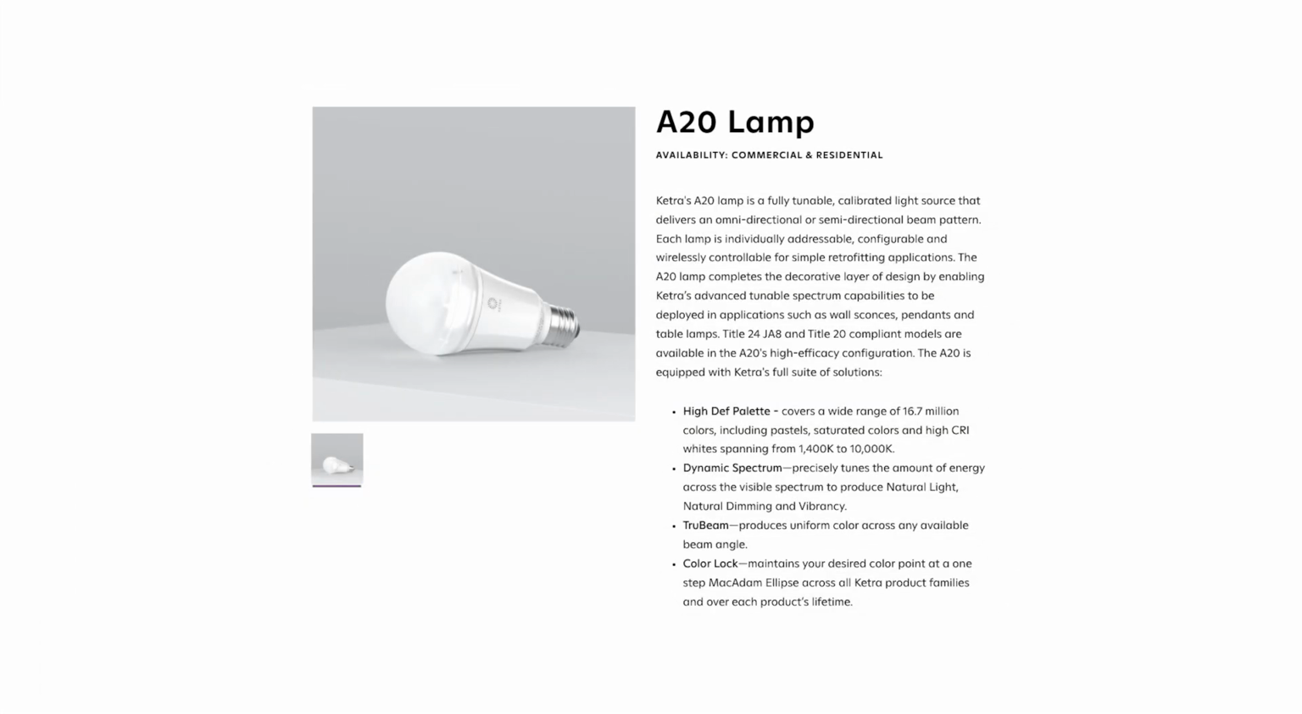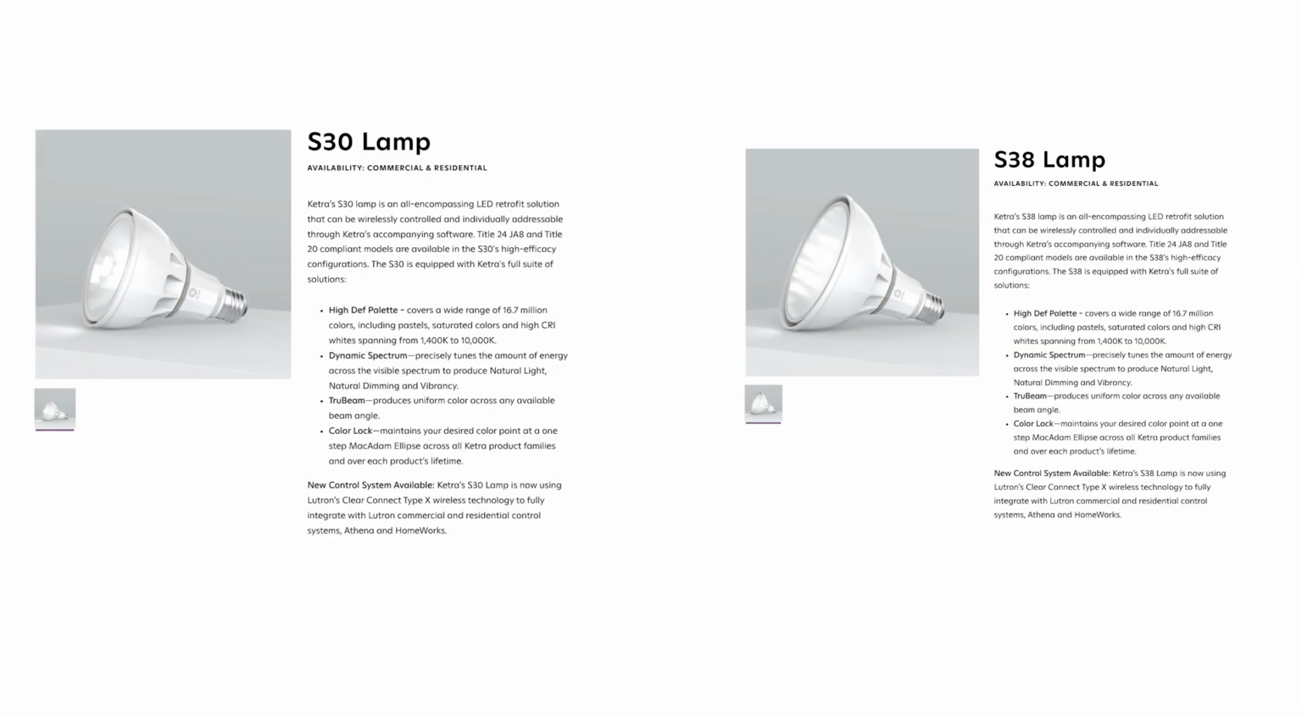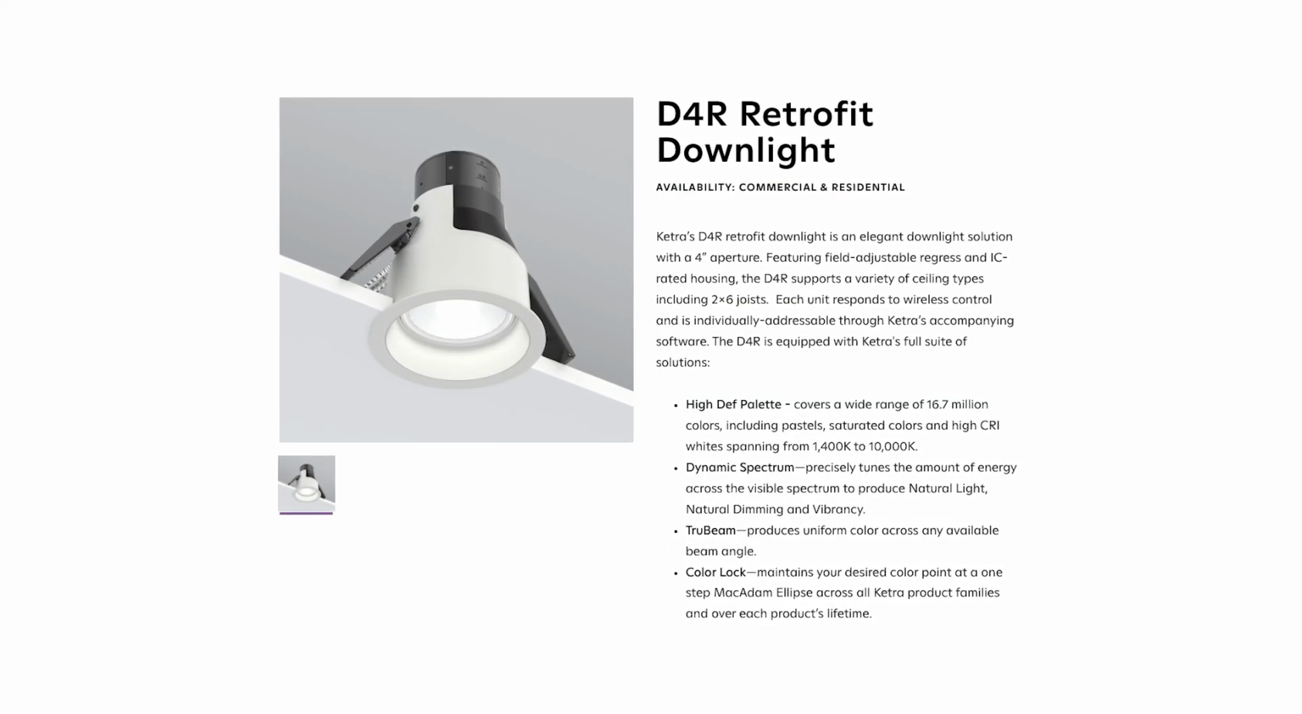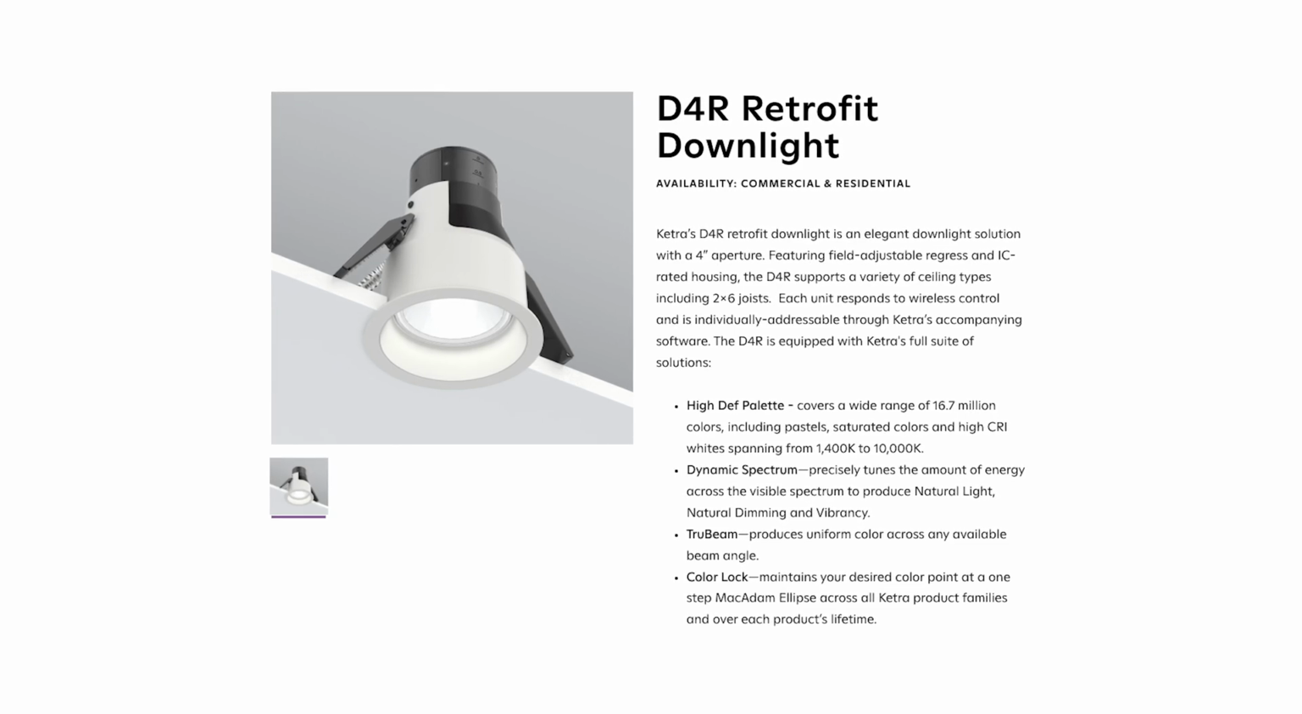upcoming content. So Ketra has a lot of fixtures available to fit your needs. We have the A20 fixture, which is a basic Edison-based light bulb. We have a par 30, which is the S30. We have a par 38, which is the S38. Now those can go into existing housings, a 4-inch housing or a 5-inch housing or a 6-inch housing, particularly in a retrofit application. We also have a retrofit option called the D4R, which is a 4-inch retrofit downlight.